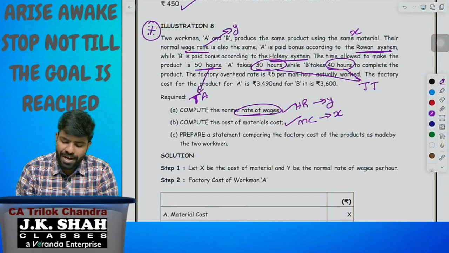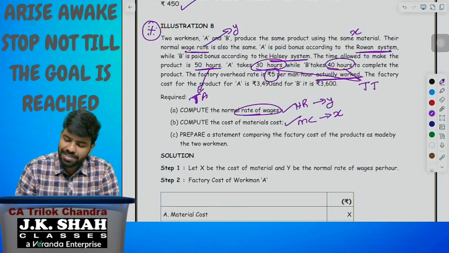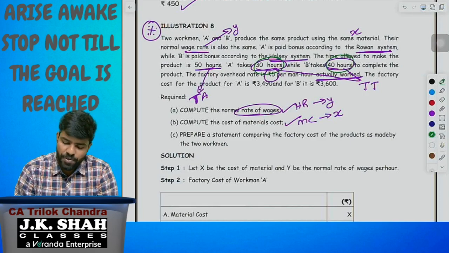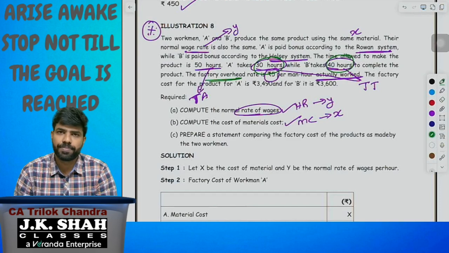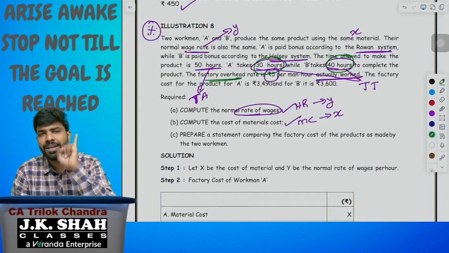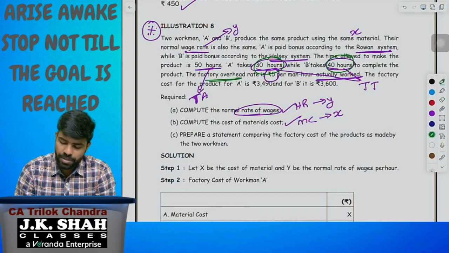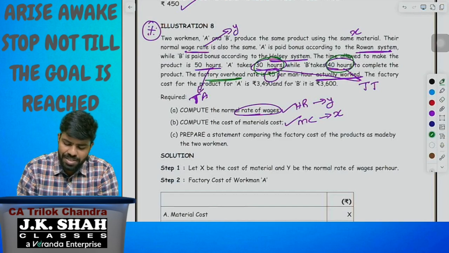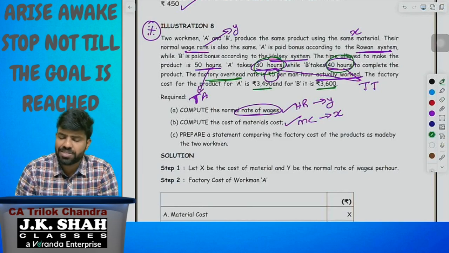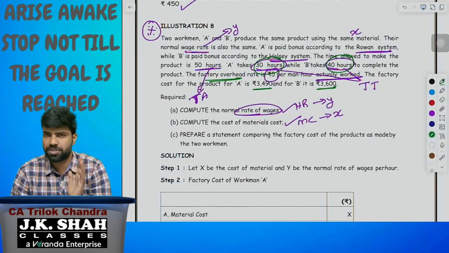The factory overhead rate is 5 rupees per man hour actually worked. A works 30 hours and B works 40 hours. If you multiply by 5, we get the factory overheads. They have given the information on material, labor and overheads. The factory cost for product A is 3,490 and for product B is 3,600.